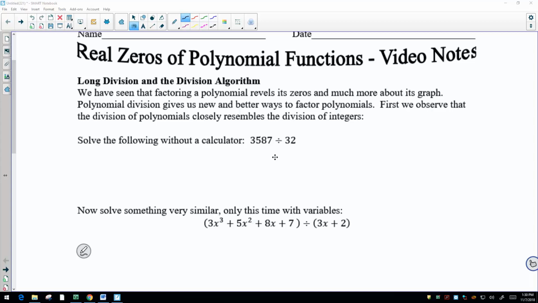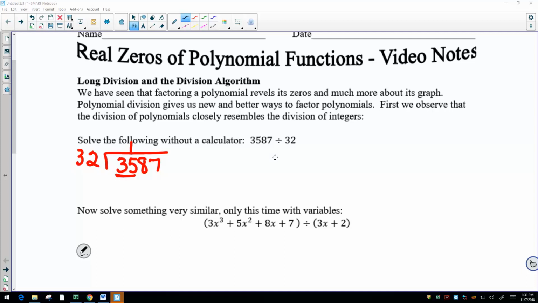So if we're trying to divide 3,587 by 32, the first thing you would do is put the 32 on the outside. You'd make a little house, and you'd have 3,587 on the inside. And then we would start and say, okay, take the first number, and can 32 go into 3? And it can't. So then we'd have to take the next one and say, can 32 divide evenly into 35? And it can. It can go in one time. So we put a 1 above the 5.